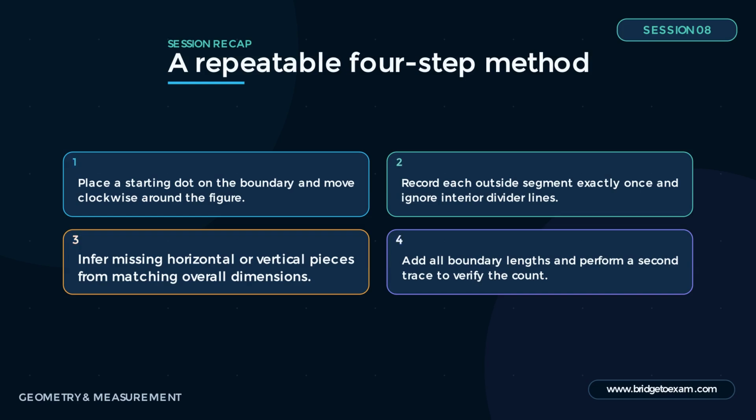Session recap. First, place a starting dot on the boundary and move clockwise around the figure. Next, record each outside segment exactly once and ignore interior divider lines. Then, infer missing horizontal or vertical pieces from matching overall dimensions. Finally, add all boundary lengths and perform a second trace to verify the count. A strong geometry solution is more than arithmetic. It identifies the requested quantity, represents the structure, calculates carefully, and checks the meaning of the result. Carry that full habit into the next session.